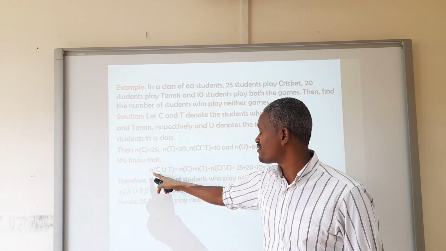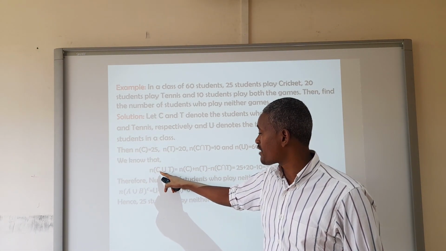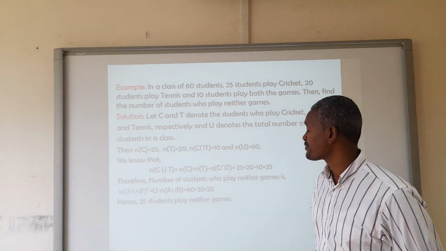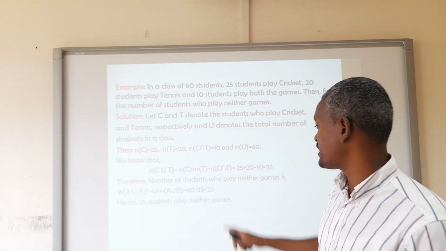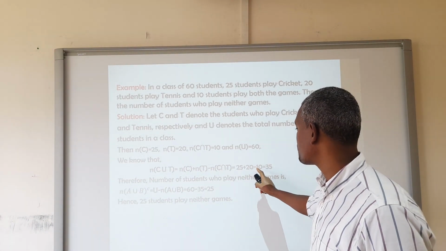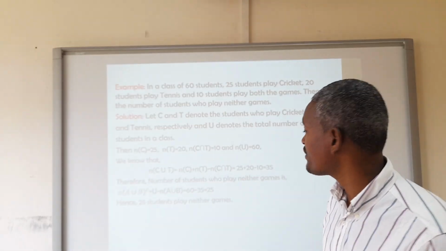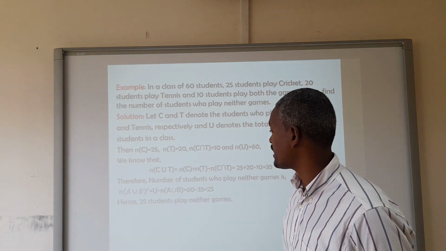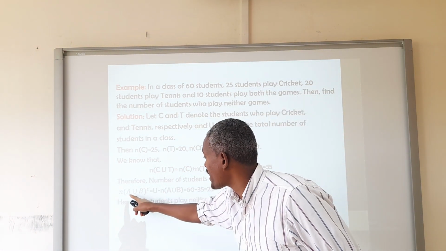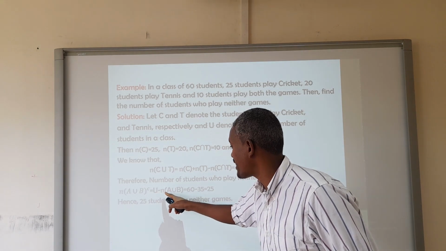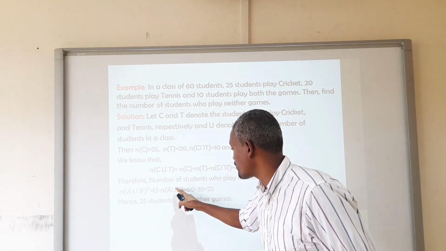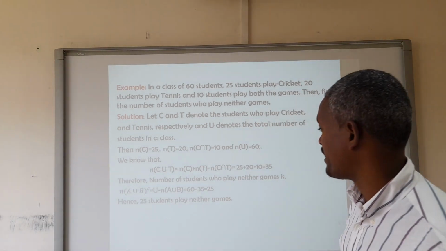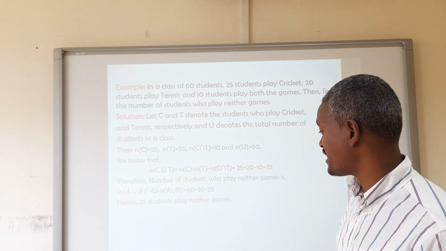So we know the formula: the number of elements in the union is the number of elements in C plus the number of elements in T minus the number of elements in the intersection. So 25 plus 20 minus 10 is 35. Now this is not our target. Our target is to find those elements which are found in neither C nor T. So the number of the complement of the union is the number in the universal set minus the number of those elements in the union. So 60 minus 35 is 25, which means 25 students play neither game.